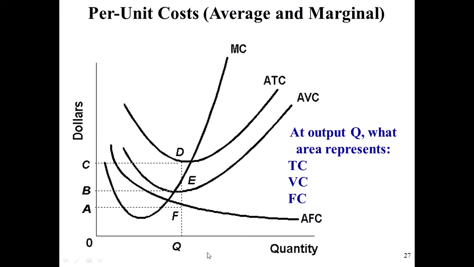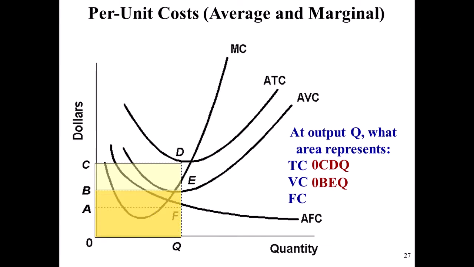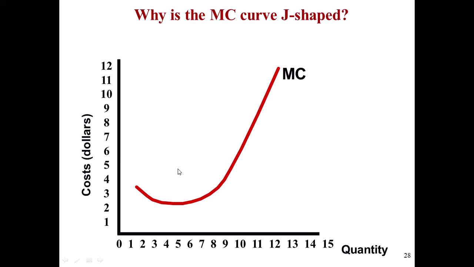What about variable cost? Same thing. Follow the dashed line from Q all the way up to variable cost, and it's the same kind of area. It's going to be 0, B, E, Q. And then for our fixed cost, same thing. Follow Q up to the fixed cost. It's going to be right there. Or you can look at it on top, because the distance between these 2 curves times the quantity is also the fixed cost.